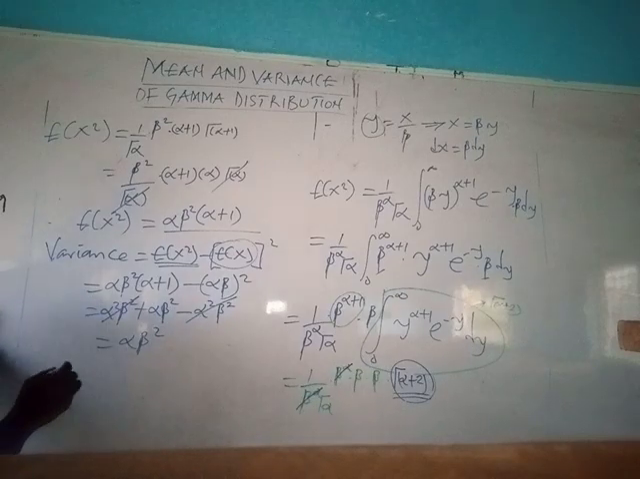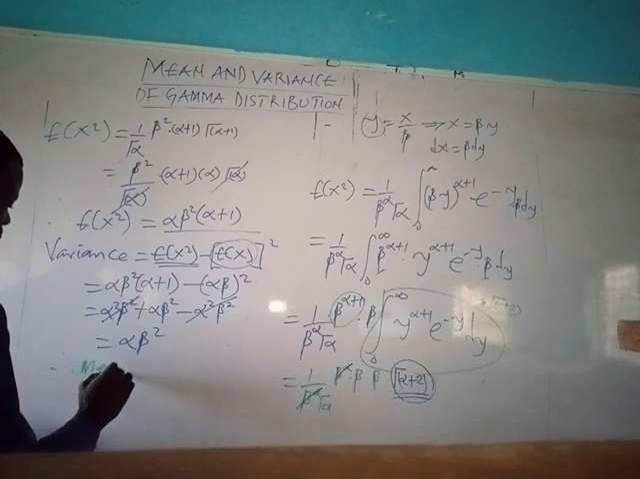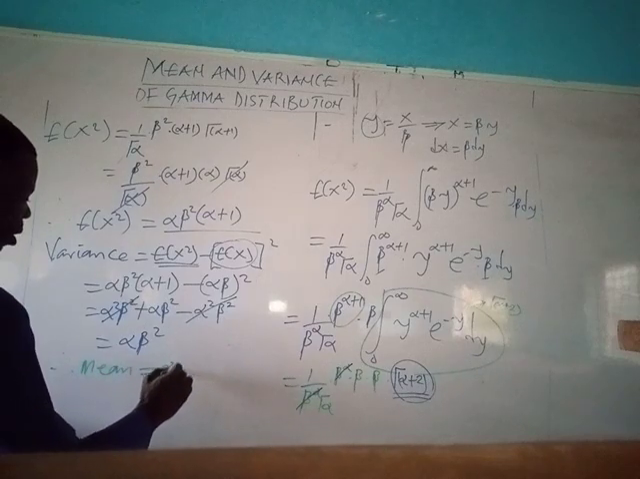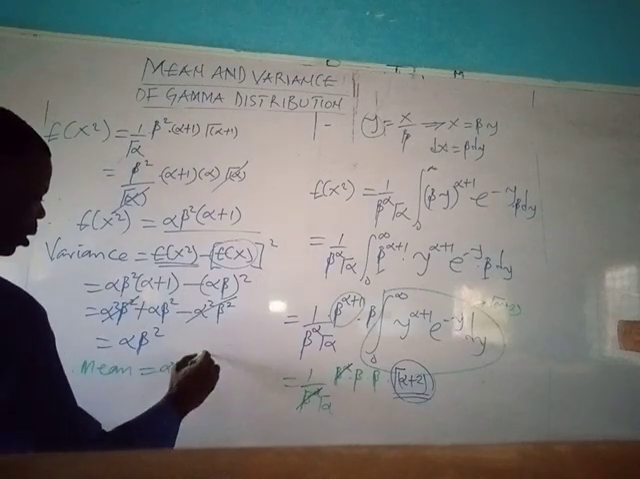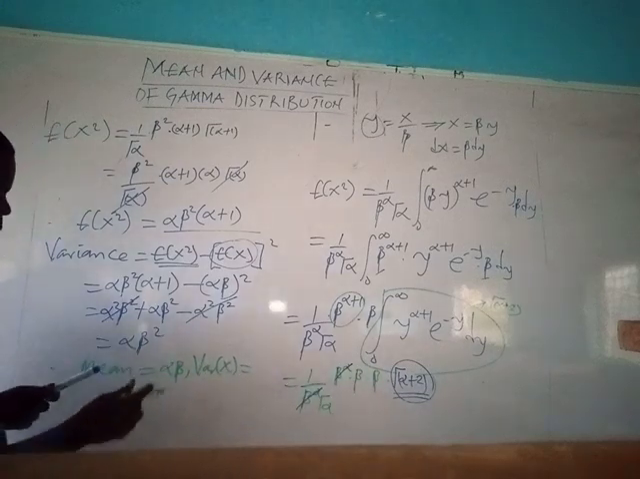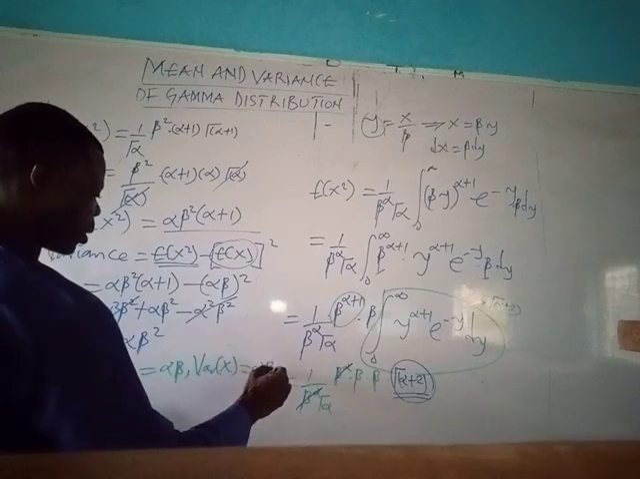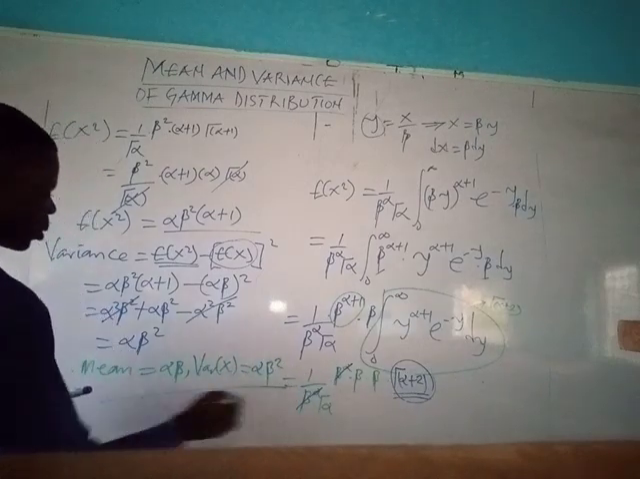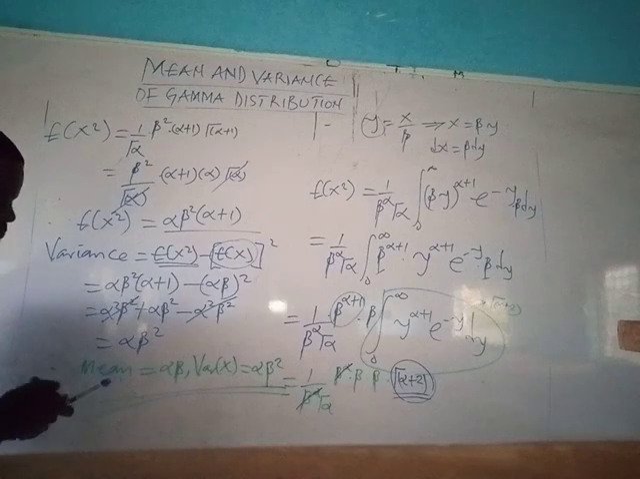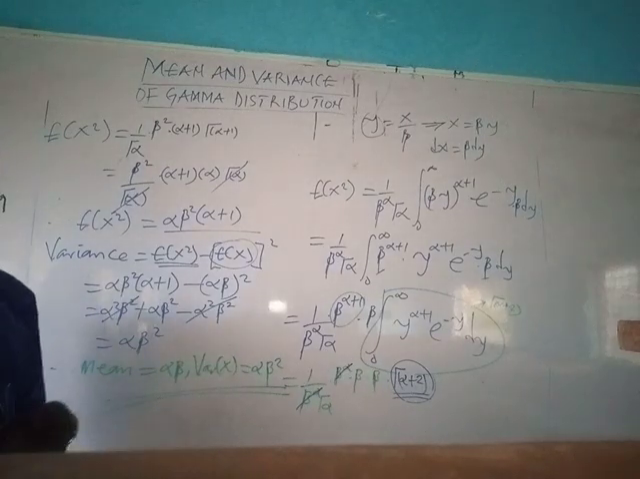We can easily say that the mean is equal to alpha beta, and the variance is equal to alpha beta square. So that is how to derive the mean and variance of a gamma distribution.